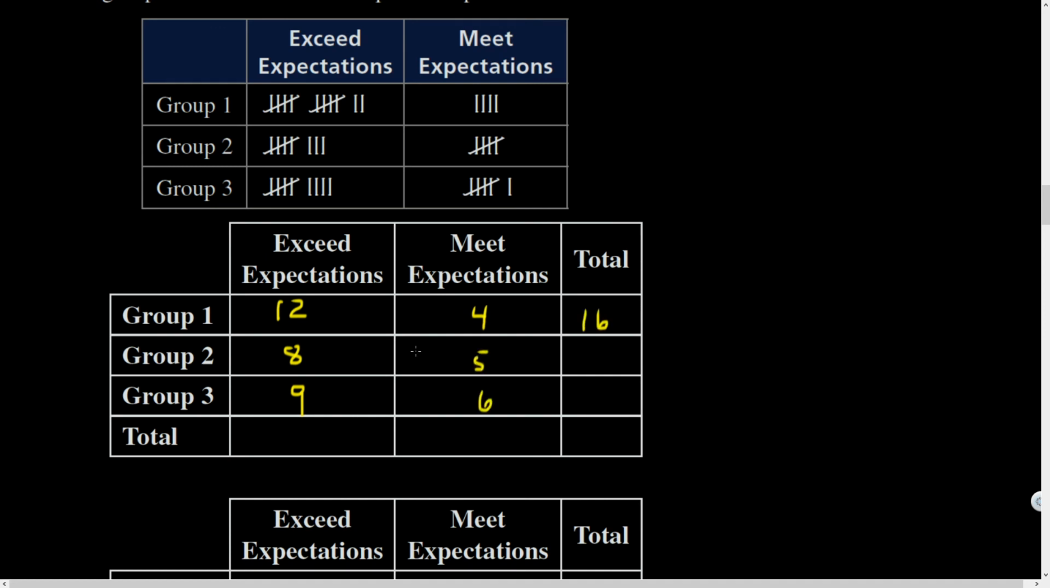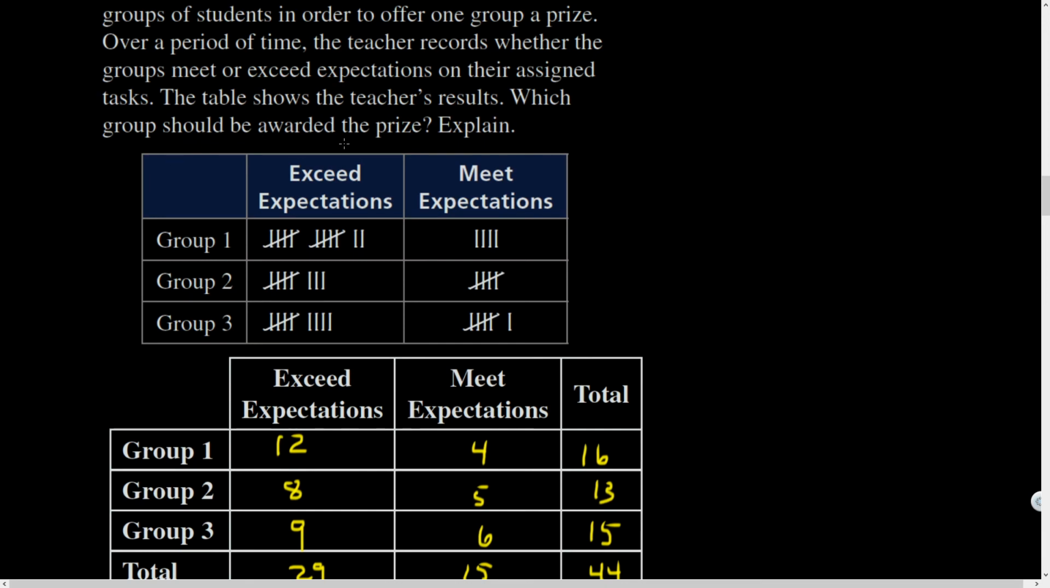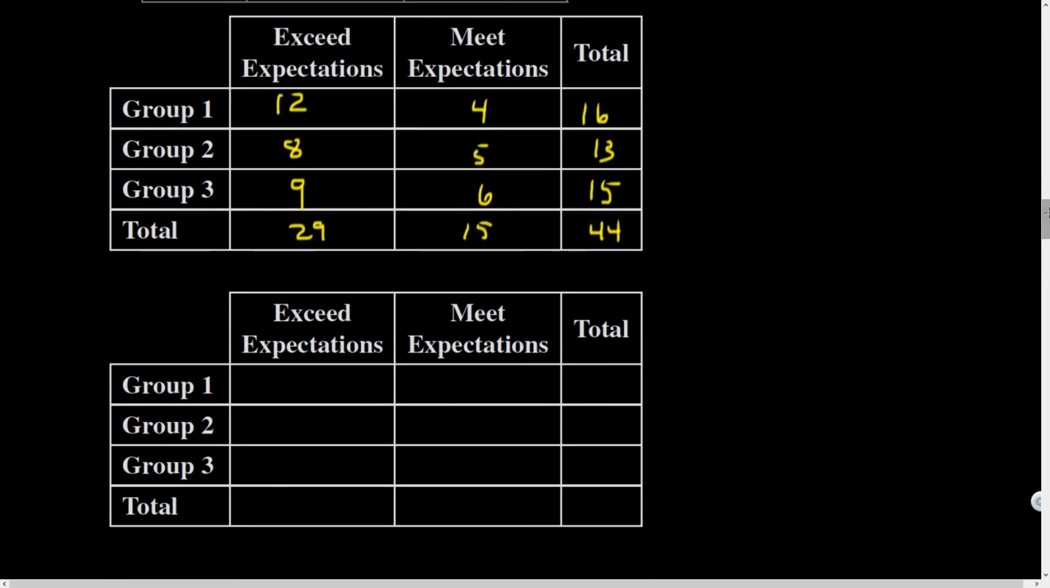And then let's total across. 16, 13, 15. And what do I get? 5, 8 plus 6 is 14. Is that 44? I think so. And then let's add down: 29. And 4 and 6 is 10, 15. And 5 and 9, 14 plus, yep, 44. Good. And what do they want us to do? Which group should be awarded the prize?